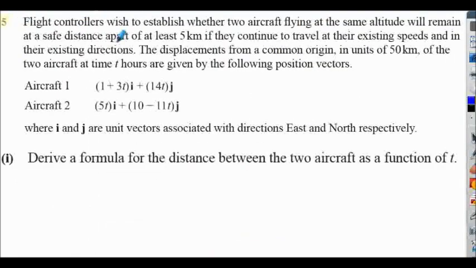Question 5. Context here is an aircraft, given vectors for aircraft 1 and aircraft 2. We've reviewed a question similar to this in a previous revision lecture. Part 1, we've got to derive a formula for the distance between the two aircraft as a function of t. Solution shown on the following slide.